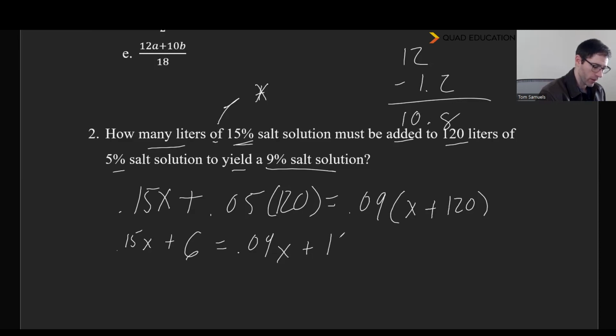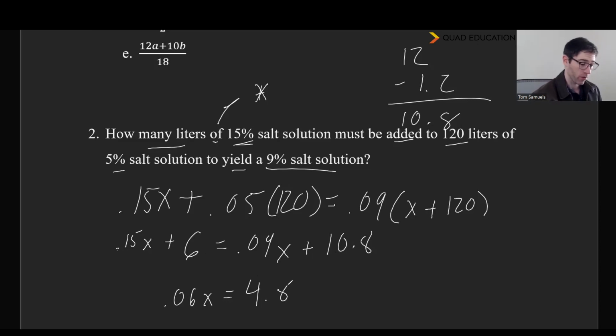So 10.8, and next we're going to say 0.15x minus 0.09x. We're just going to get our x's on one side. 15 minus 9 is 6, so that's 0.06x equals, then we'll say, all right, then 10.8 minus 6, that's going to be 4.8.